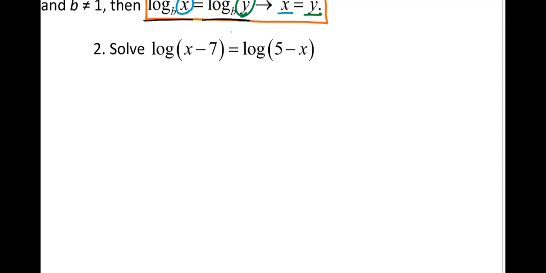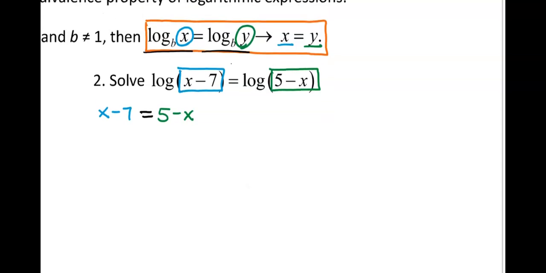Moving on to example 2, both of these logarithms have a base of 10. The base is not written, but we know that when we see log with no base, it is understood to be the common log base 10. The logarithmic one-to-one property says that because the bases of these logarithms are the same and the logs are equal to each other, then the insides of the logarithms must also be equal to each other. So I set x minus 7 equal to 5 minus x. Again, I'm not dividing by the log. I am simply applying the property that is boxed in orange above.